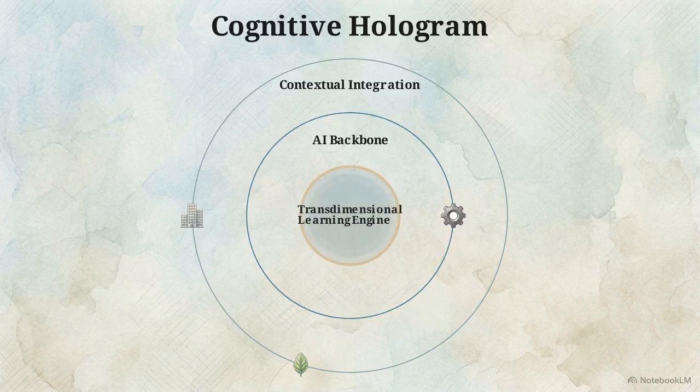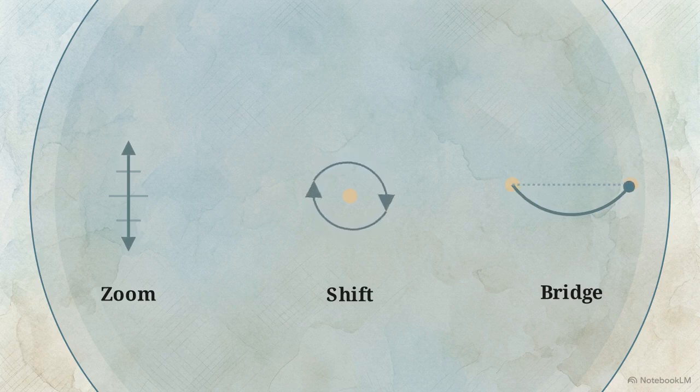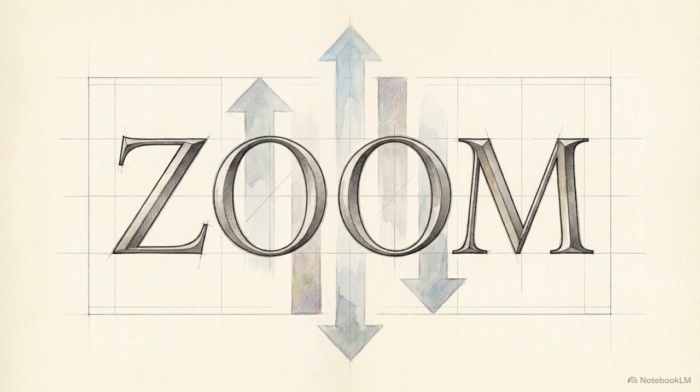At the center lies the Transdimensional Learning Engine. This engine defines the precise rules for how we navigate the entire map. This central engine trains three specific cognitive movements: zoom, shift, and bridge. These movements separate active spatial navigation from passive reading. The first movement is zoom, the active traversal of abstraction levels.